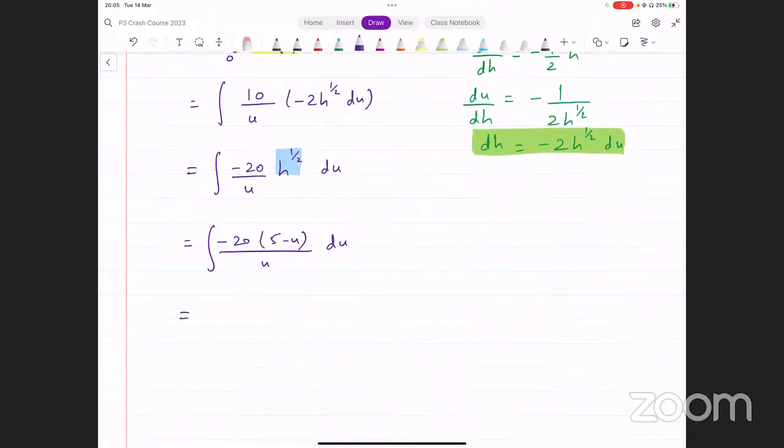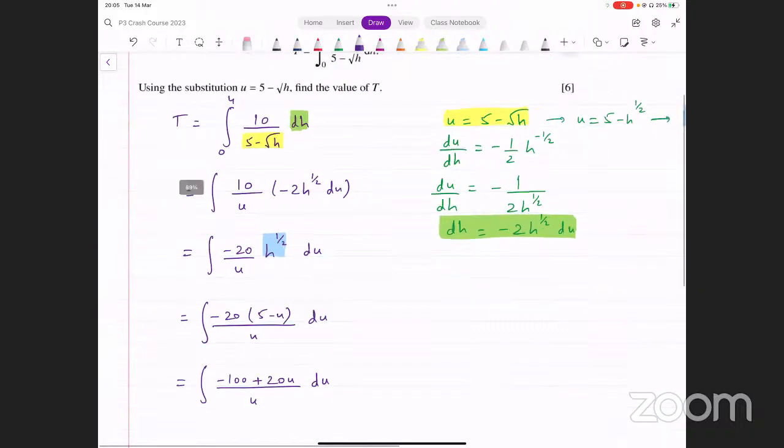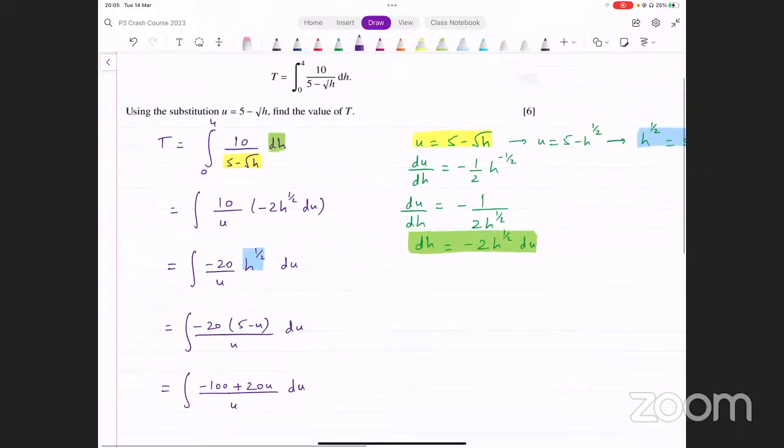Okay, so first let's simplify this so that we make it relatively simpler to understand. Minus 20 into 5 is going to give us minus 100. Minus u into minus 20 is going to give us plus 20u, divided by u. This is what we want to integrate now. All right. We'll come to this in a moment, but let's talk about limits as well now.